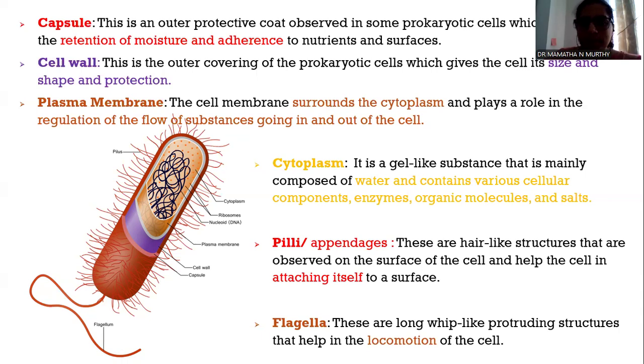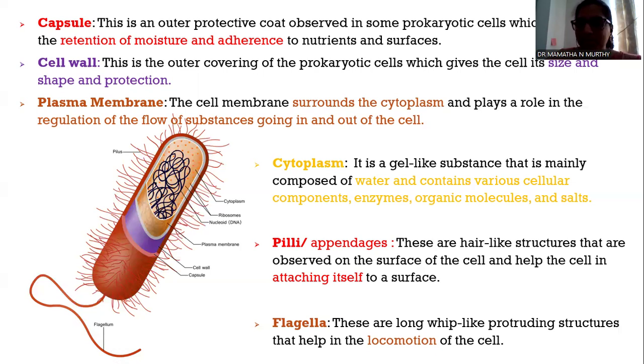The cell wall is the outer covering of the cell, which gives the cell its size and shape and also helps protect it from the harsh environment. The plasma membrane is the cell membrane which surrounds the cytoplasm. A major function of the plasma membrane includes regulation of the flow of substances in and out of the organism.